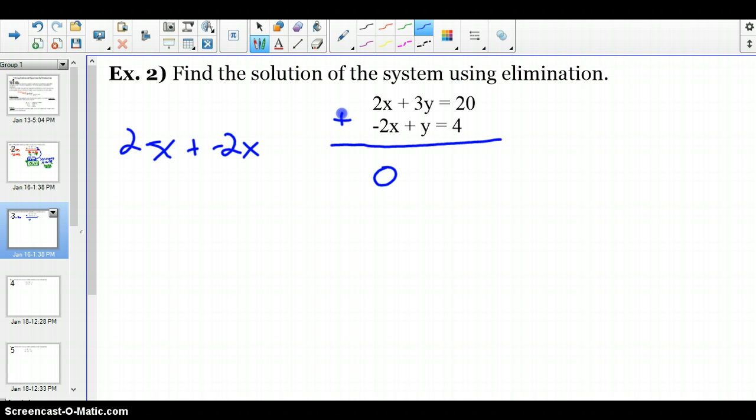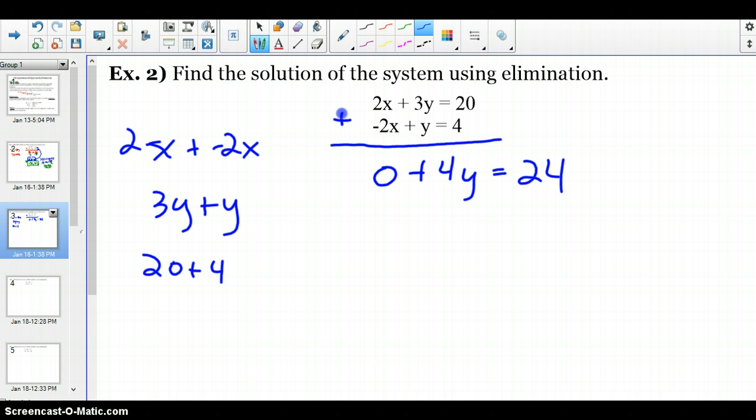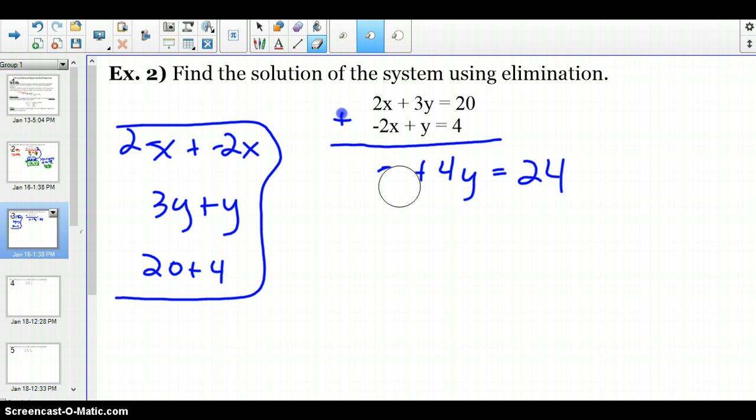Now I need to add the y terms. So 3y plus y. That's going to give me 4y. So I have 0 plus 4y is equal to, then I need to add 20 plus 4. And that's 24. When you're making these calculations, you don't need to ever include the 0 in your work. If you can just do it in your head, that's fine. So 0 plus 4y is just 4y.